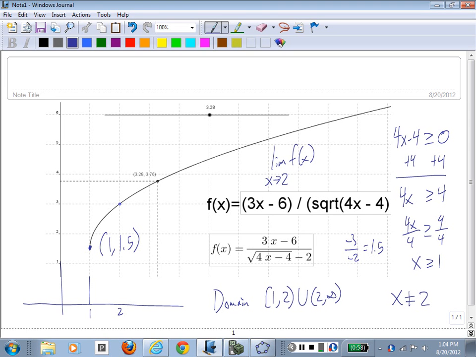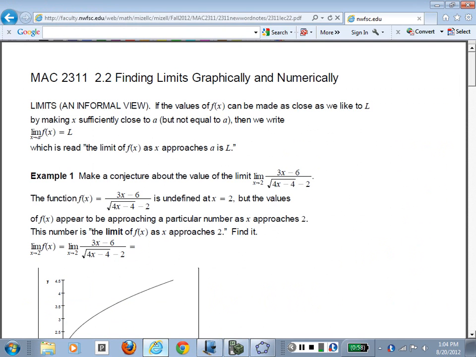Let's back up just for a moment to look at kind of an informal definition of limit, and then let's see if we can find this value. So back to the notes here. If the values of f of x can be made as close as we like to L by making x sufficiently close to a but not equal to a, then we write the limit of f of x as x approaches a equals L.